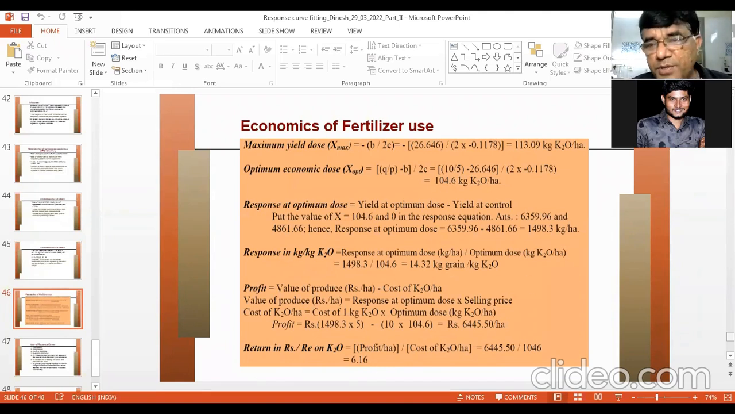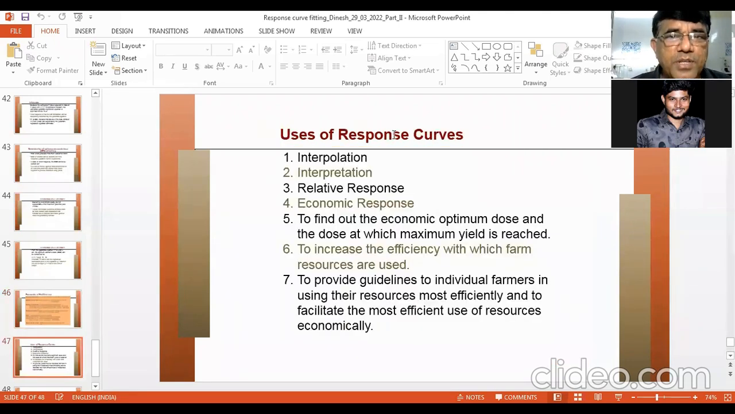Of course, it is a hypothetical example. Finally, the uses of response curves are interpolation, interpretation, and knowing relative response. You can interpolate, and you have seen a lot of interpretation has been done. Also economic response, finding the optimum dose, and increasing efficiency. So a lot of functions are there for response curves.